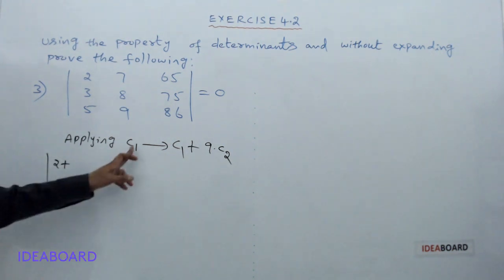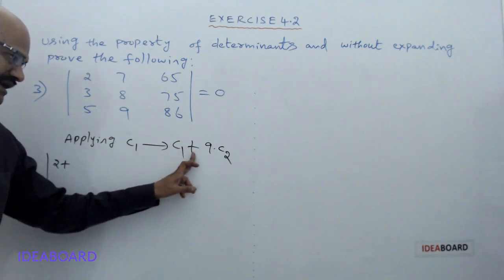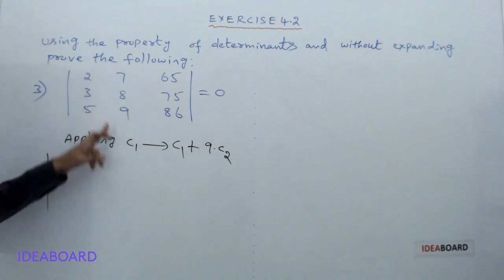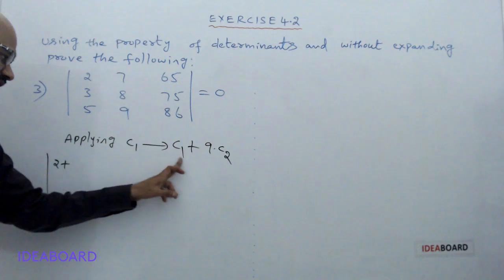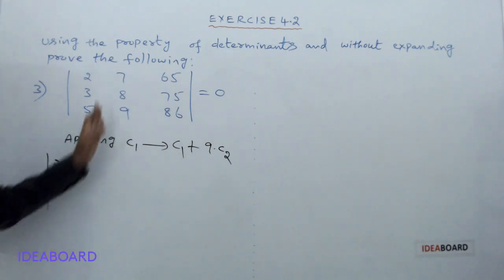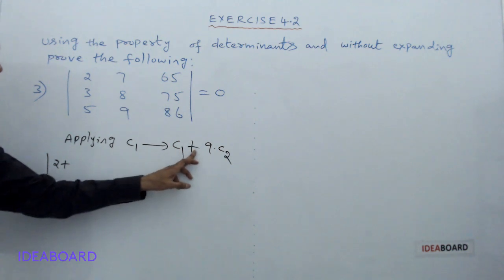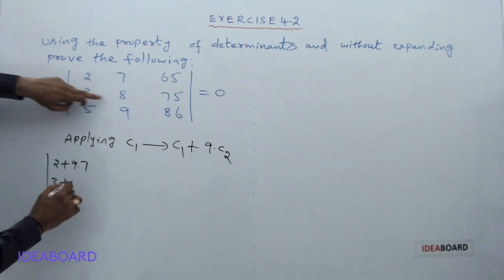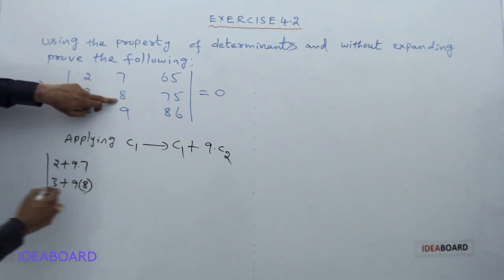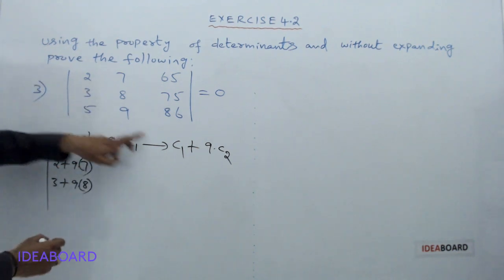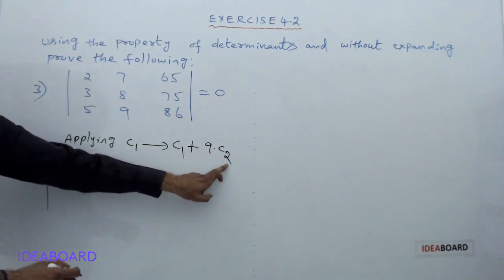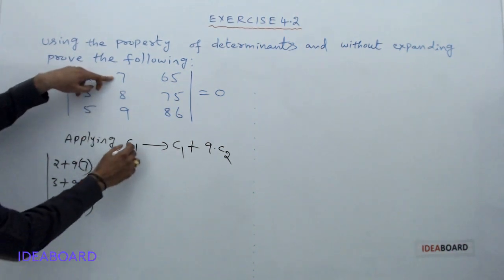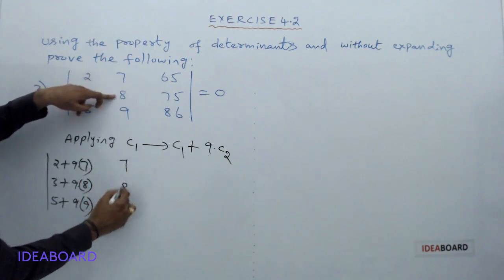So C1 changes to C1 plus 9 into C2. Multiply this one by 9 and add it to C1. So we are doing the operation to C1 here, so only C1 will be changing. C2 and C3 will not change. 2 plus 9 into 7. Similarly, 3 plus 9 into 8. Next, 5 plus 9 into 9. C2 no change, so 7, 8, 9.